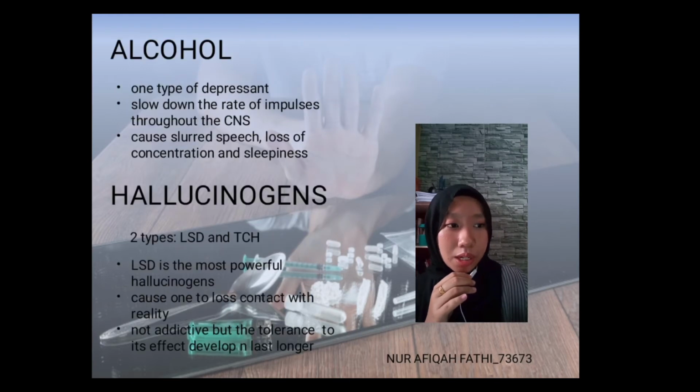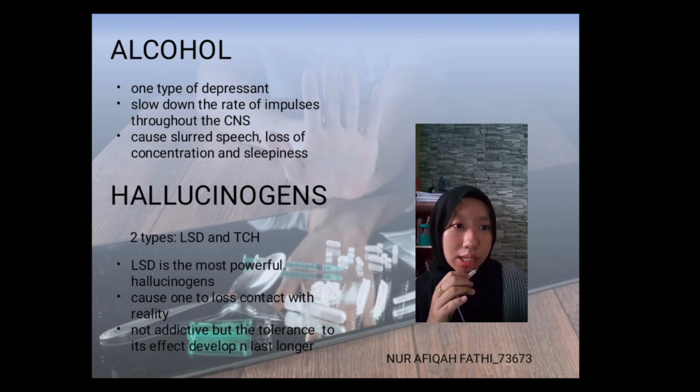One type of depressant is alcohol. Alcohol can slow down the rate of impulses throughout the central nervous system. It also causes slurred speech, loss of concentration, and sleepiness in the drinker.